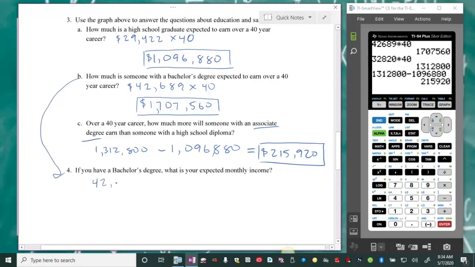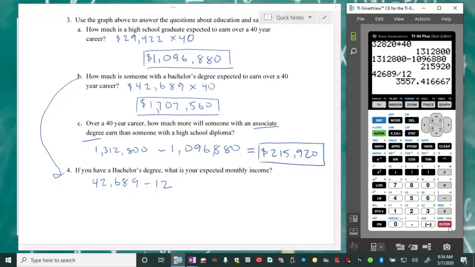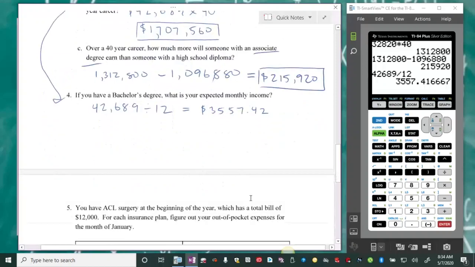So if I take the 42,689 and I divide that annual salary by 12, I'm going to get their monthly earnings. So 42,689 divided by 12. So this person in a month makes about $3,557. We'll go ahead and take this to the penny, and 42 cents.